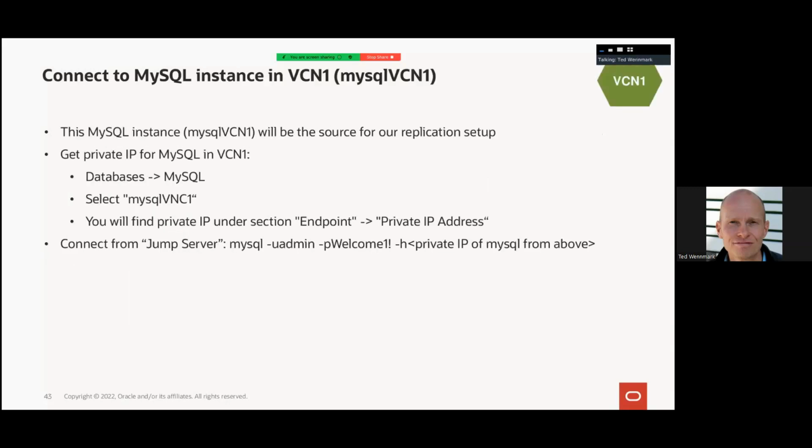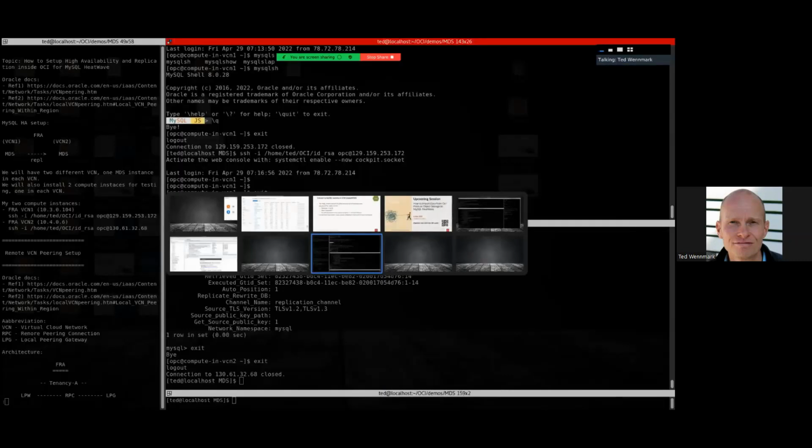So if you want to find the IP address of the MySQL instance, you just go to the MySQL in VCN1, for example. That's under databases, MySQL, and you select the MySQL instance, and then you will find the private IP address under the section endpoint private IP. So I can show you how that works.